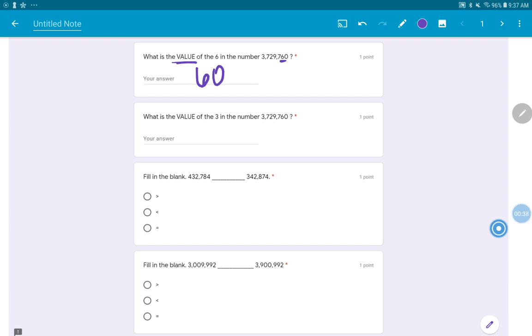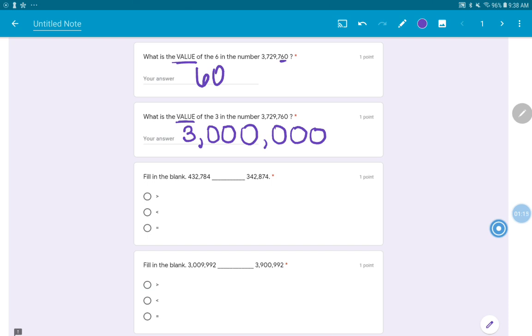The next question asks you the value, so we want to know how much it's worth again. The value of the 3 in the number 3,729,760. What's the value of that 3, Brayley? 3 million. Very good. So I've got a 3 in the millions place, 0 hundred thousands, 0 ten thousands, 0 thousands, 0 hundreds, 0 tens, 0 ones.